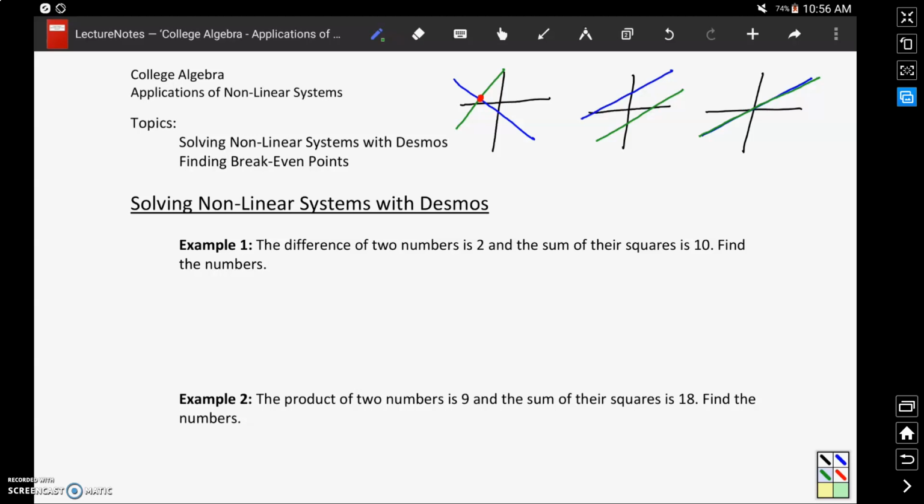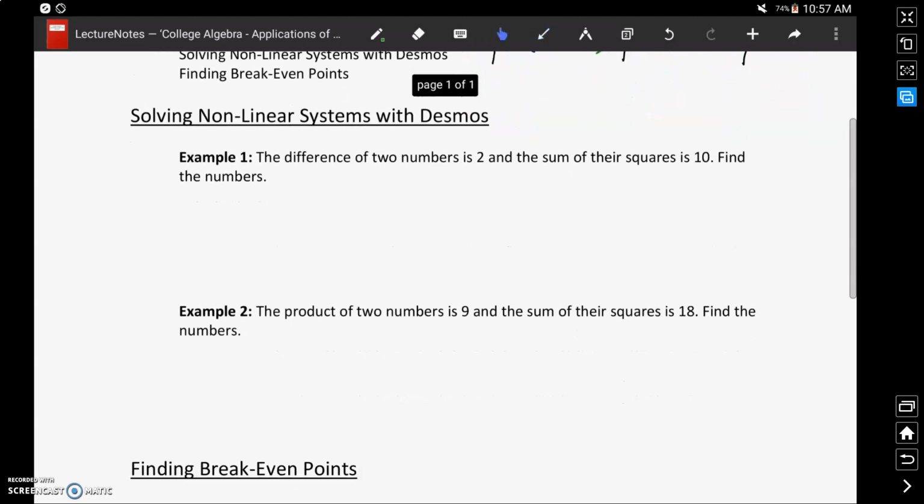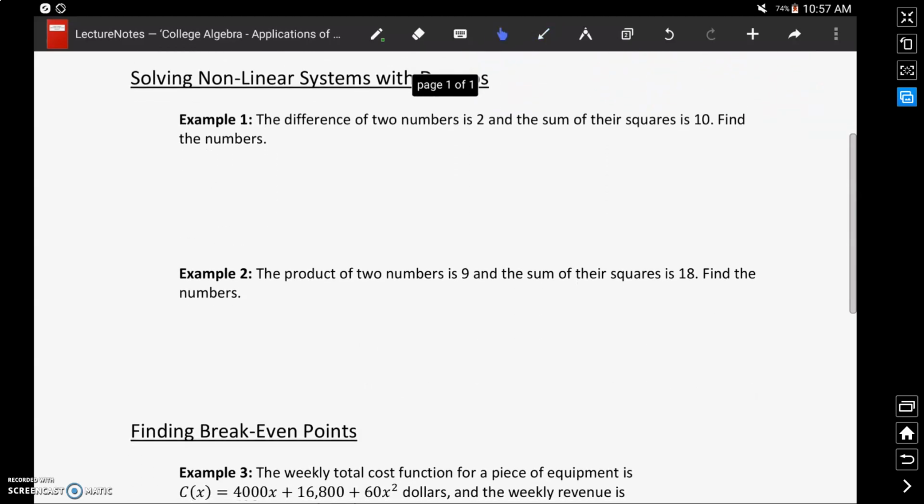When we look at nonlinear systems, these cases are still possible. We could have two nonlinear functions that only intersect at one point, never intersect, completely overlap with each other, but we also have a lot of additional cases. We could have 2 points of intersection, 3 points of intersection, and so on. So we're going to need to make sure we identify all of our points of intersection in these types of cases.